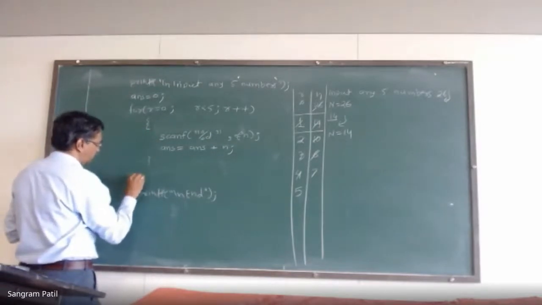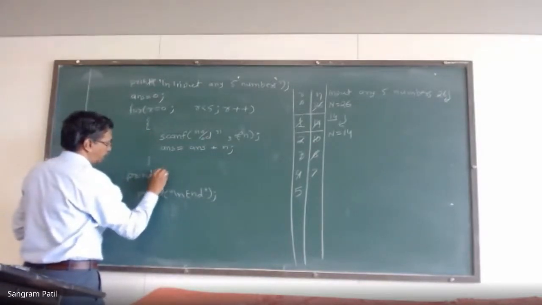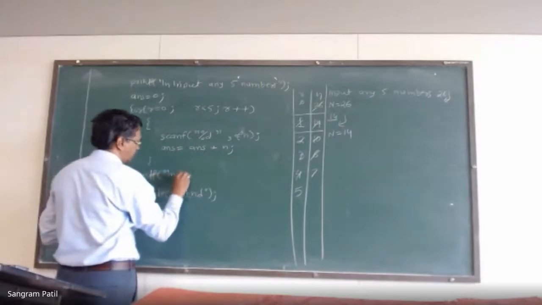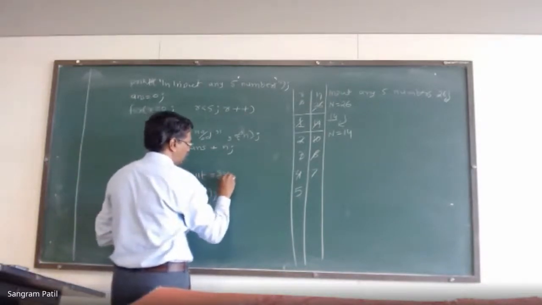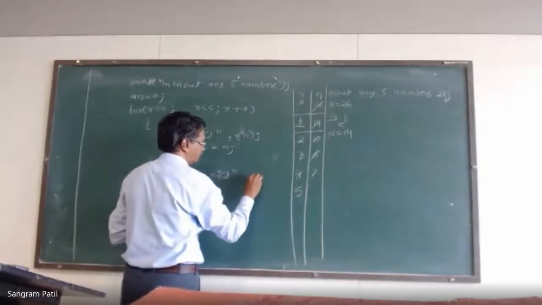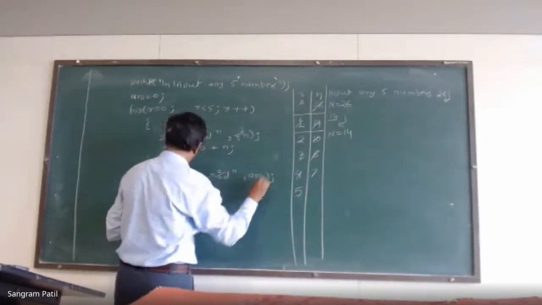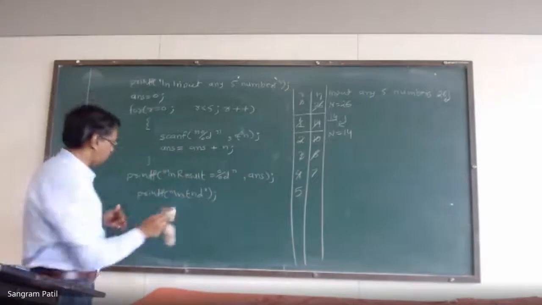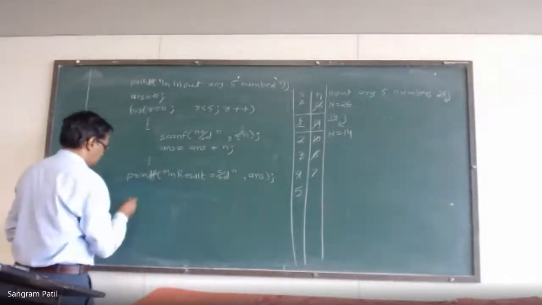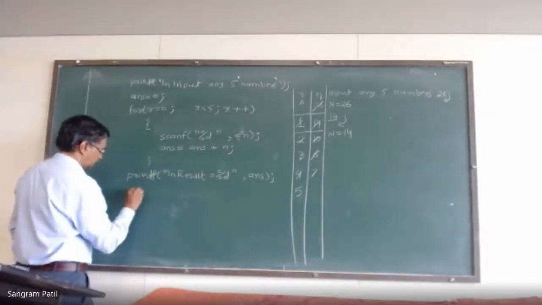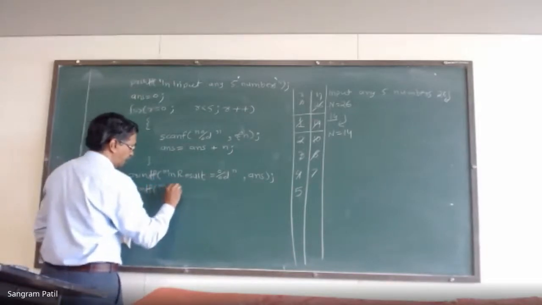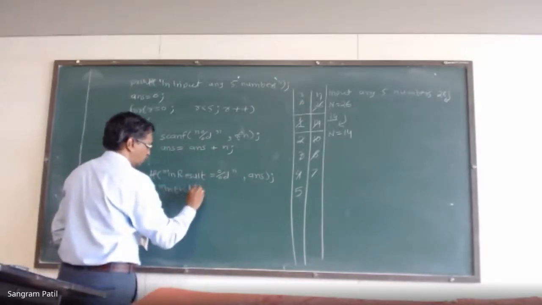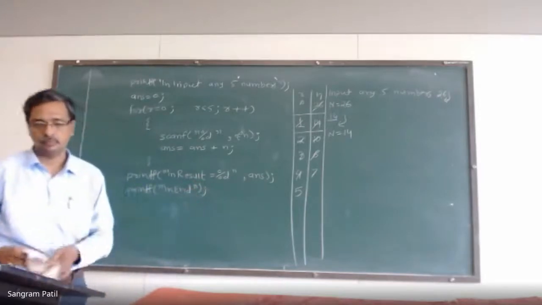and then I am giving here answer equal to 0, and here I will signal printf slash n, result equal to percentage d ans, and then here I will give now printf slash n a. Okay.